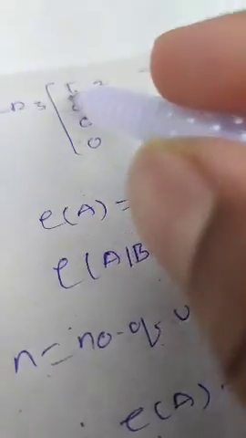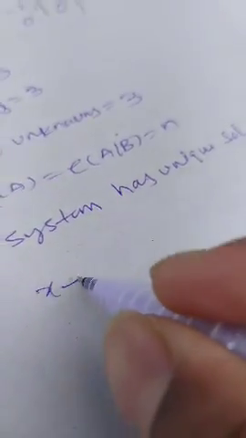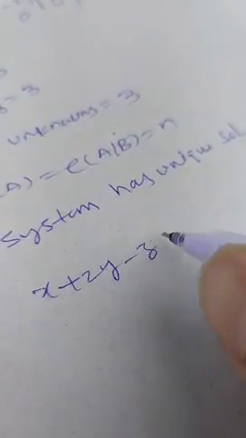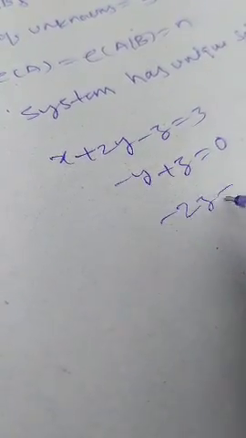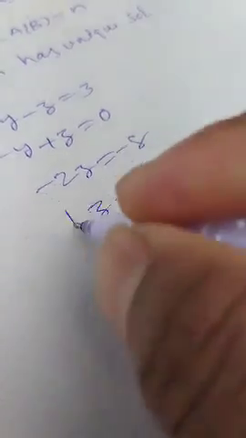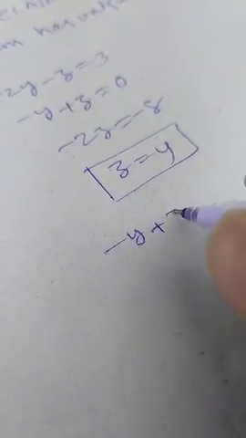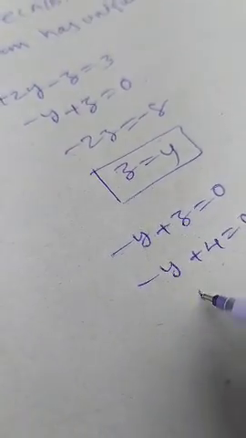First equation: x plus 2y minus z equal to 3. From the second row, minus y plus z equal to 0. From the third row, minus 2z equal to minus 8. So from the third row, z equal to 4. Substitute z equal to 4 in the second equation. We have minus y plus z equal to 0, minus y plus 4 equal to 0, y equal to 4.